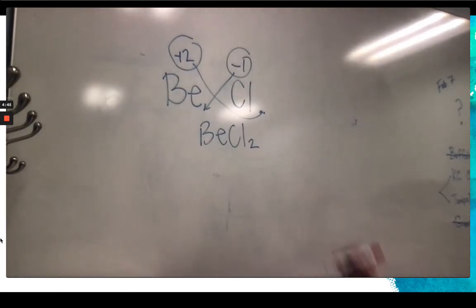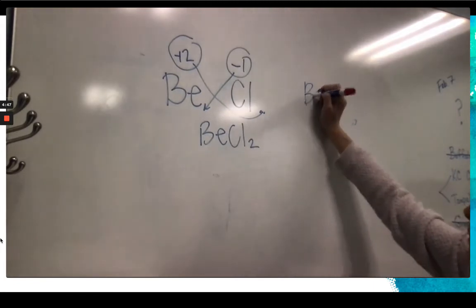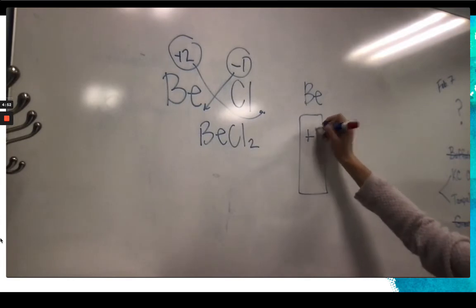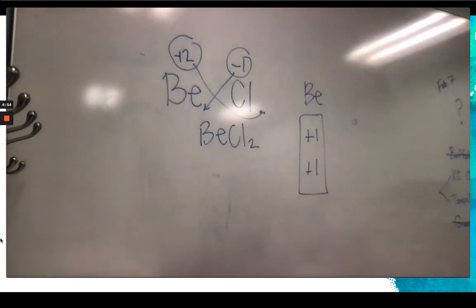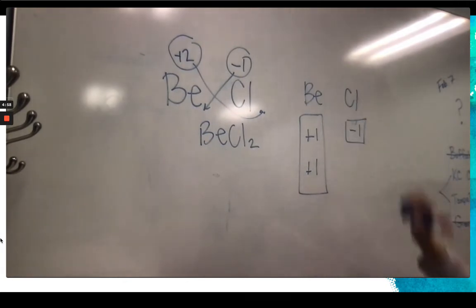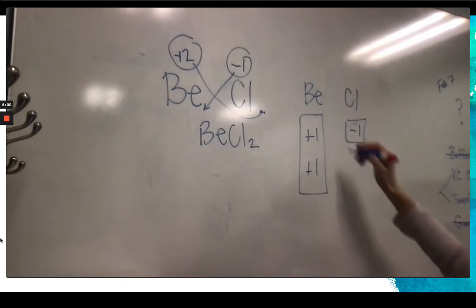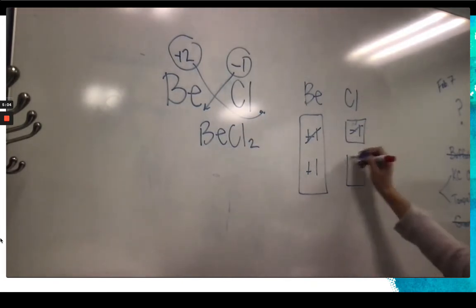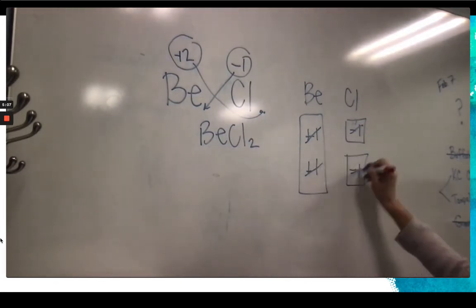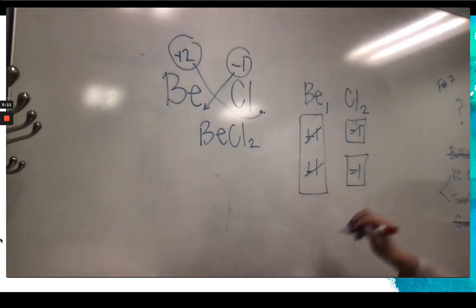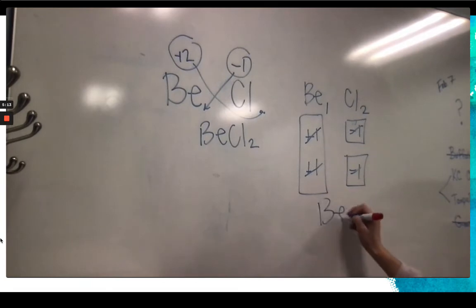Or you can use the boxing method. So remember, if we have beryllium, it has a +2 charge, whereas chlorine only has a -1 charge. So we can cancel these positives and negatives, but we need to add 1 more chlorine so we can cancel these out. So we're left with 1 box for beryllium and 2 for chlorine to give us an answer of BeCl2.